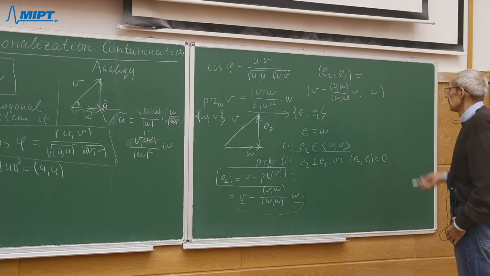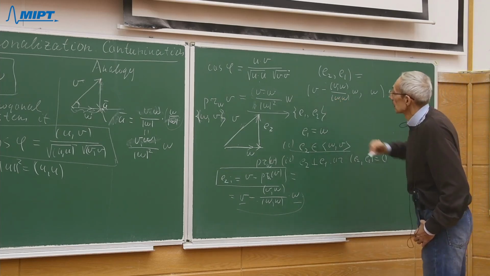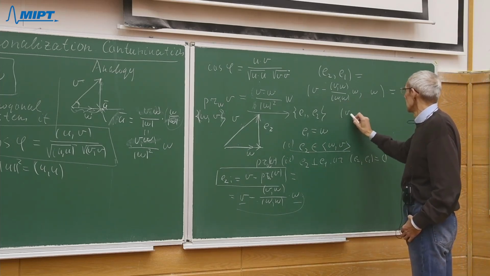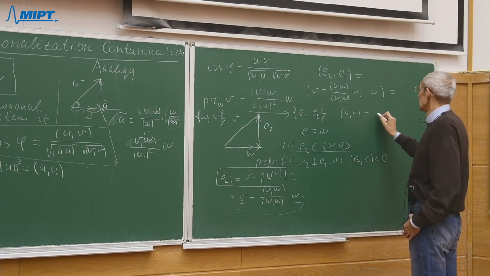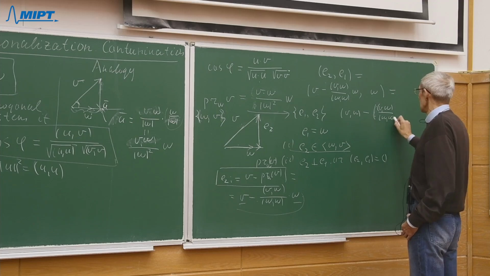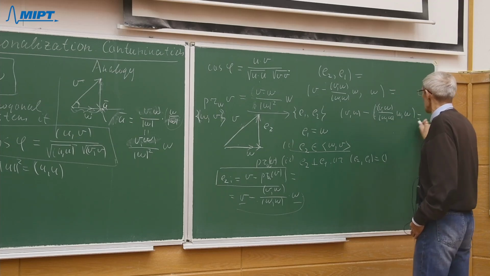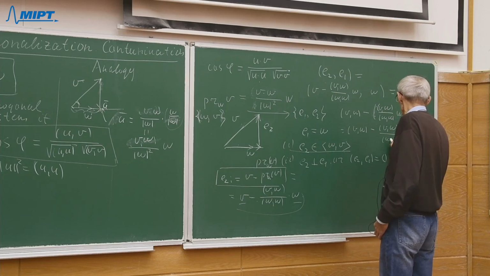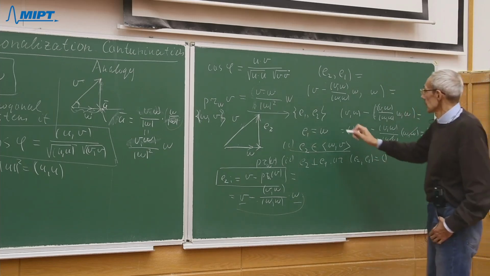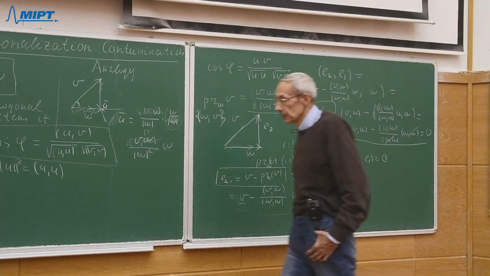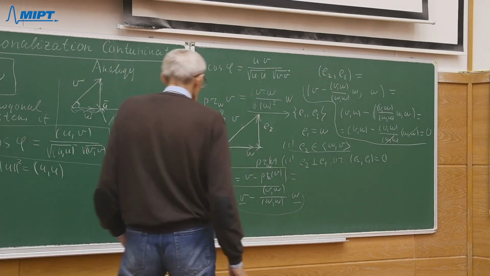And after easy calculation using the linearity of the scalar product, we obtain that this expression is equal to (v, w) minus (w, w), and we obtain w minus... we obtain that this expression is equal to 0, and we check this property.